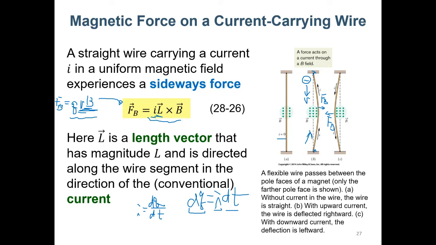So L is the length vector that has the magnitude L, which is the length of the wire, and the direction along the wire segment in the direction of the current. For this case, L points upward. Okay, so any questions?